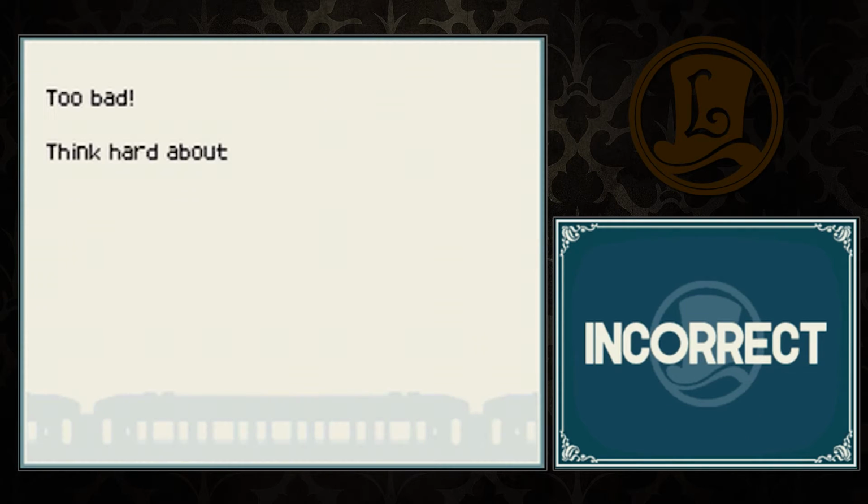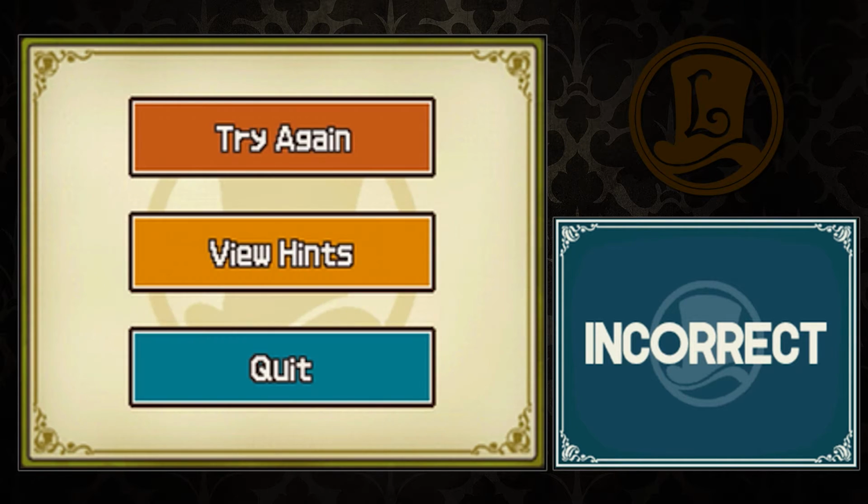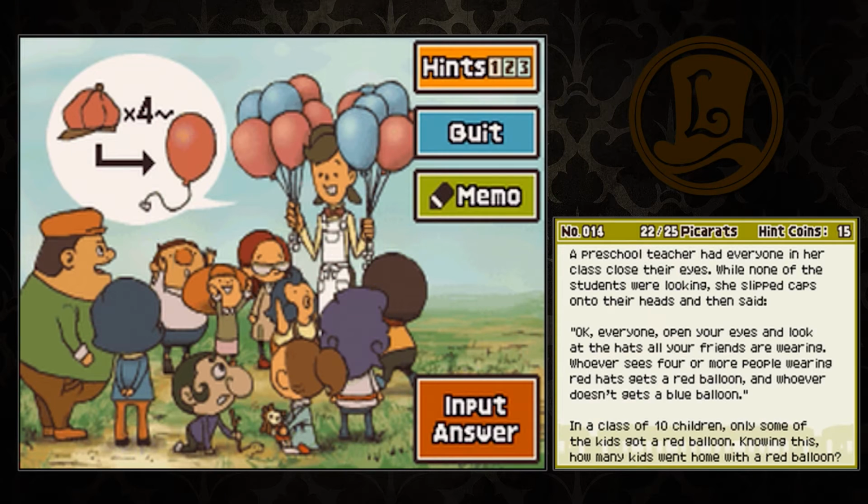Oh no! Well, I suppose you can't win them all. What, did I get it wrong? No, yes, okay. In a class of 10 children, only some of the kids got a red balloon. Knowing this, how many kids went home with the red balloon? Oh, the question wasn't how many hats were there. It's how many people got a red balloon. And you got a red balloon if you saw 4 or more hats. So, if 4 people are wearing hats, that would be 6 people got balloons?